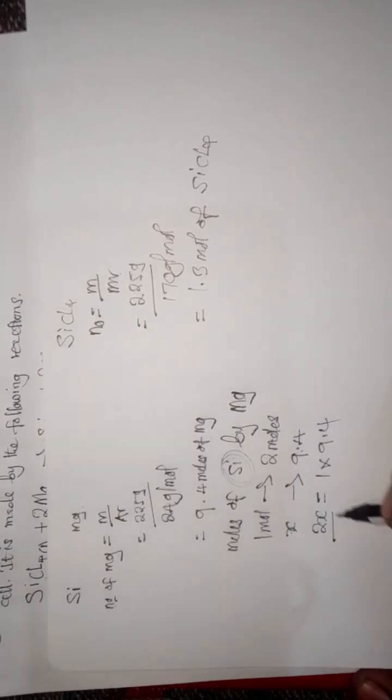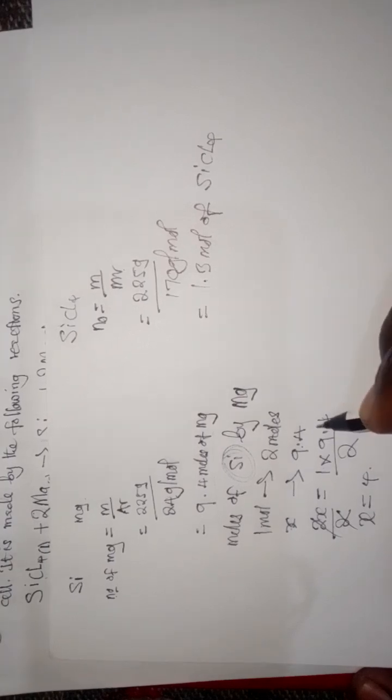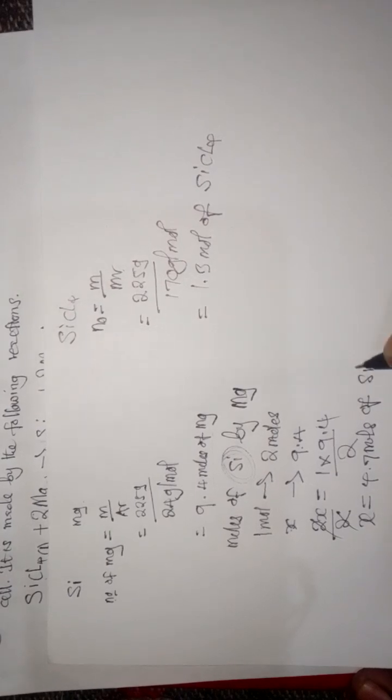Then we divide throughout by 2. What you do to the left side, also do to the right side. You can say x is equal to, when we divide, 1 times this one is 9.4. When we divide 9.4 by 2, it's 4.7 moles of silicon.